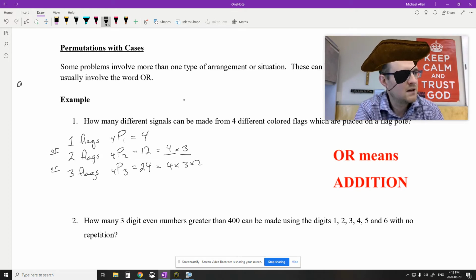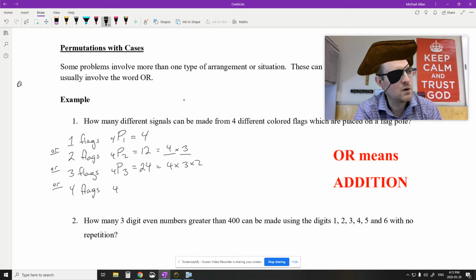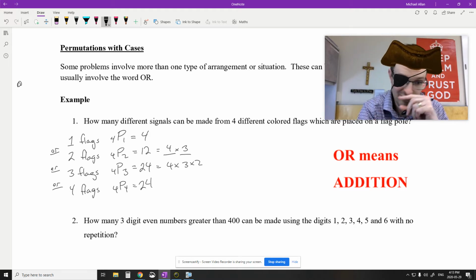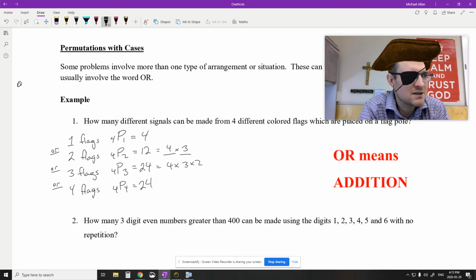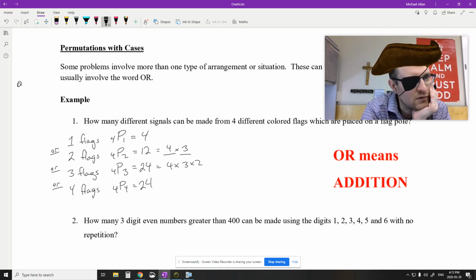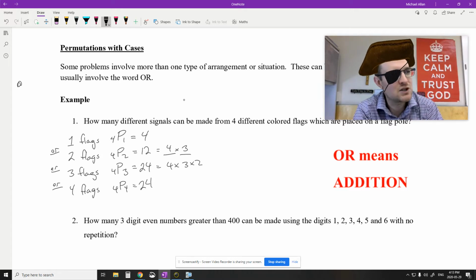Next one would be, what if I put all 4 flags up there? All right, so it'd be 4P4, which is going to be 24 ways as well. I'm not going to talk about why that is the case, why picking 3 flags is also 24. I'm not going to really worry about that too much.